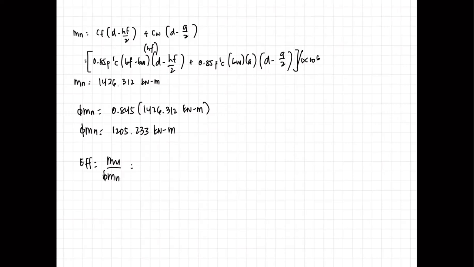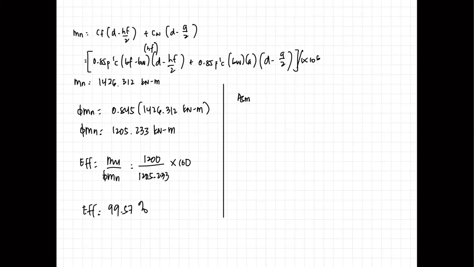Okay? So efficiency natin is MU over phi MN. So that is 1,200 divide 1205.233 times 100. Efficiency natin is equals to 99.57%. Okay? So, medyo sagaran siya, no? Pero, that's okay. At least pasado pa din siya, no?